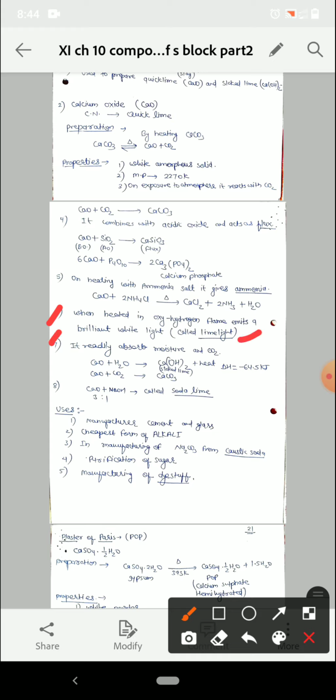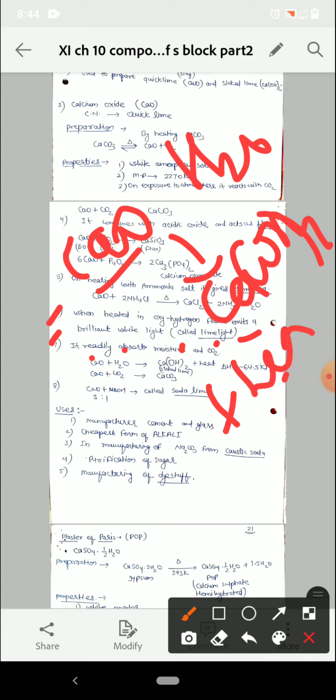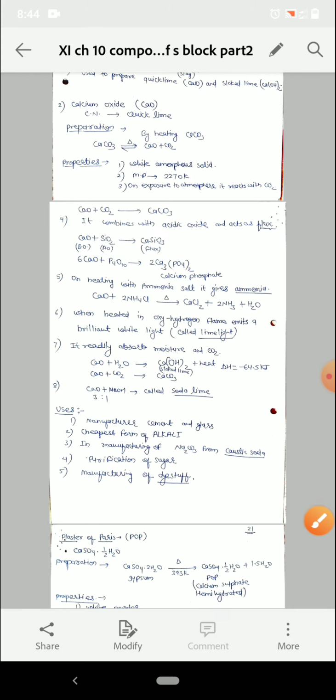Number 7: it readily absorbs moisture and CO2. So CaO will absorb H2O and convert into Ca(OH)2, plus heat is produced. It is a general daily life example. When you add water to CaO, it will form Ca(OH)2 and heat will be released here. So whatever pot you use for this reaction, it will be an exothermic reaction.